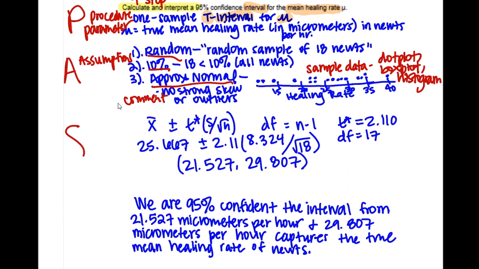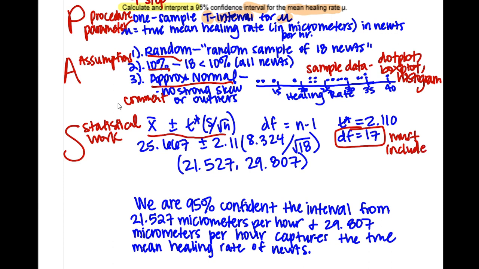Here's the formula, our statistical work. I like to write the formula down and then fill it in. You need to write the df because the df affects the answers. So I'm trying to write must include. And then our last S is that summary sentence. And so don't forget to put units, and to say the word mean now instead.